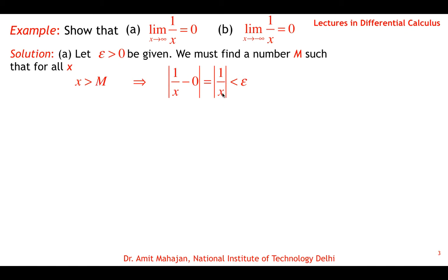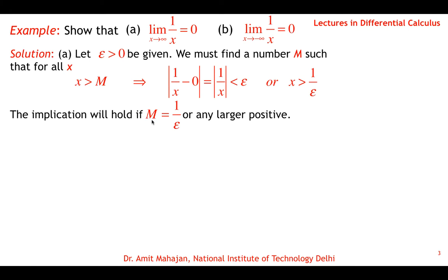The modulus of 1 by x is less than epsilon, so immediately we have 1 by x less than epsilon, so x will be greater than 1 by epsilon. If you compare this, then I can say that if I choose M to be 1 by epsilon or any larger positive number, then these two conditions will hold simultaneously, and we will have our result that the limit as x tends to infinity of 1 by x is 0.